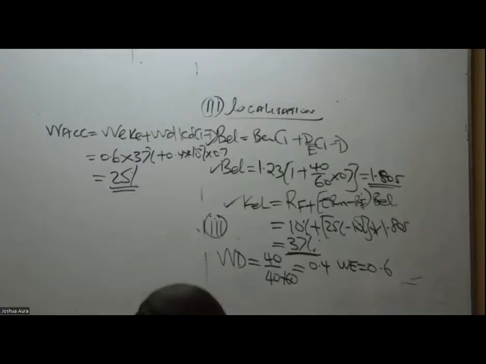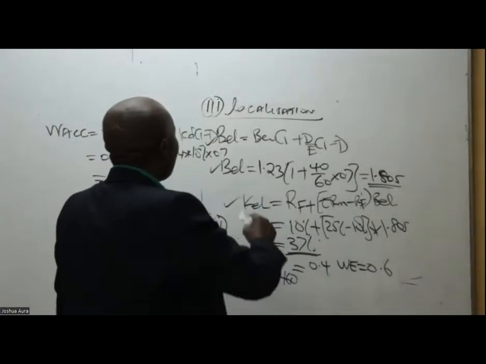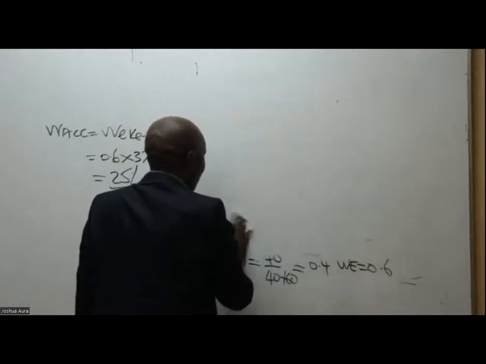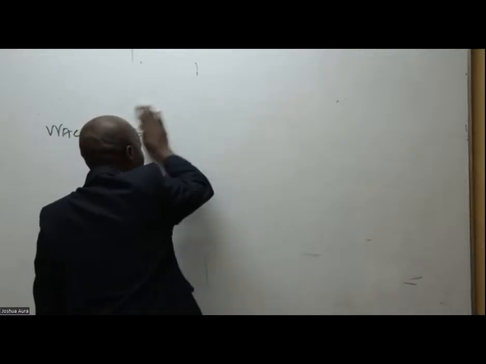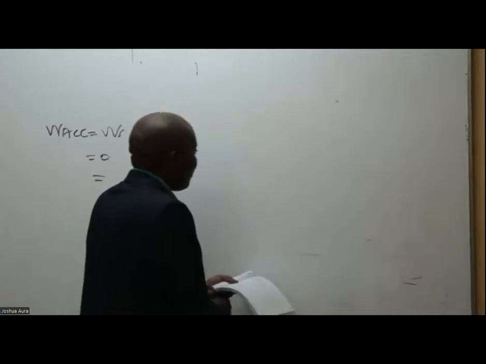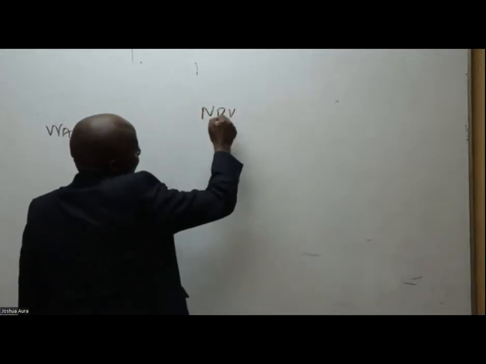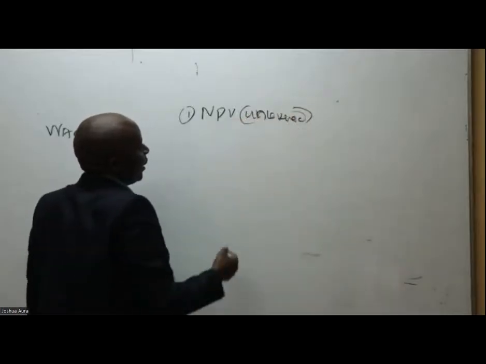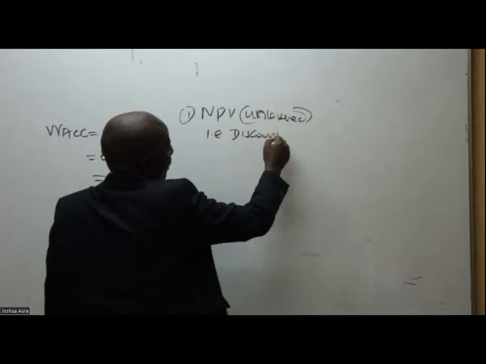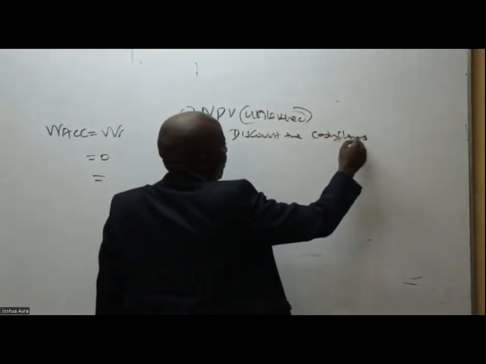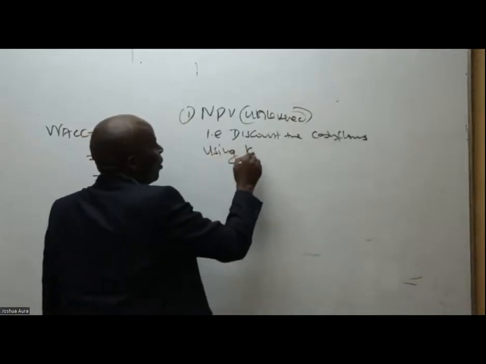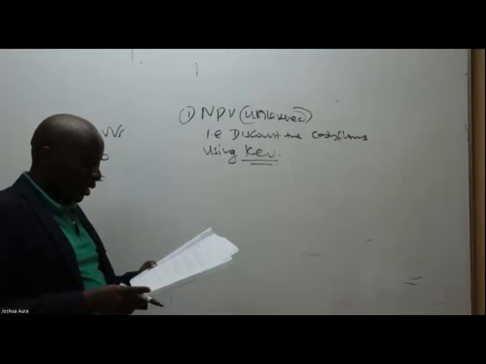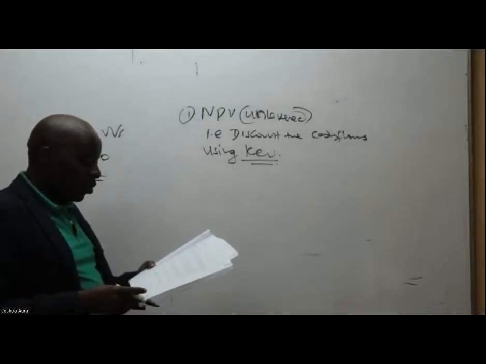Remember, ladies and gentlemen, the first step of APV, adjusted present value, is to give us NPV unlevered, i.e. discount the cash flows given using KU, the cost of equity of an unlevered firm. So this really will not be a problem to me whatsoever.